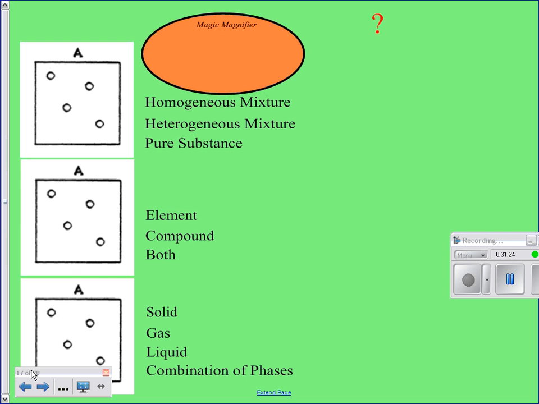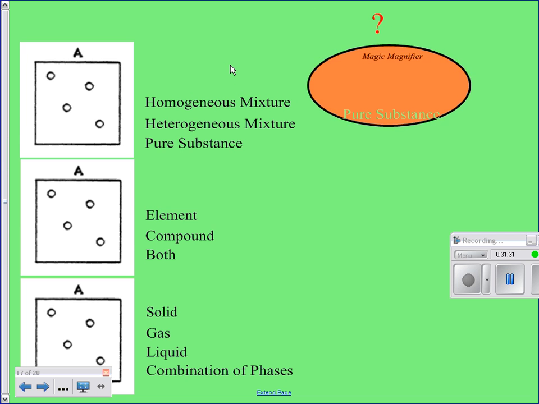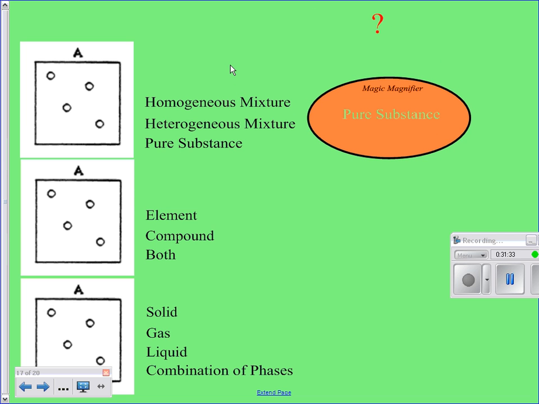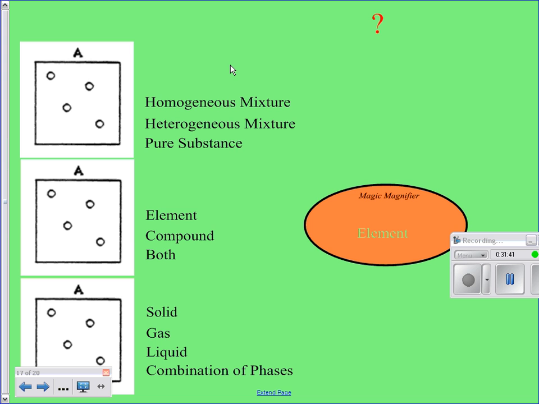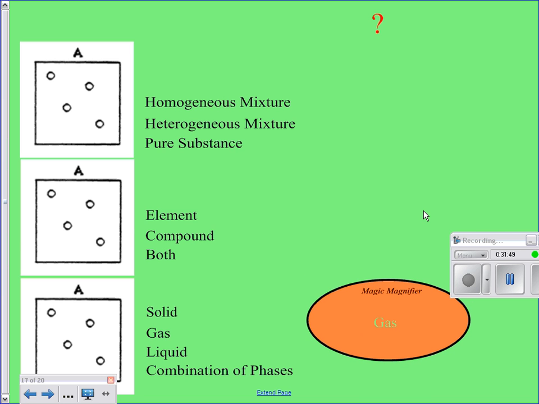But this first one, now we're looking at A. Do you want to classify this as a homogeneous mixture, heterogeneous mixture, or pure substance? Pure substance. There we go. And do you want to call it a pure substance as an element, a compound, or both? It is an element because it's just those single circles, just like an atom, right? And then, what do you want to call it? Solid, liquid, gas, or both? Gas, because it is filling up that container that it's in.